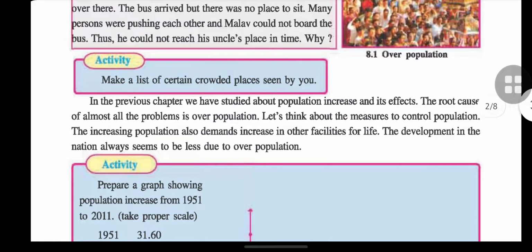We have seen many places where overpopulation means the crowd which is uncontrollable and more number of people can be seen easily than what is expected. You can make a list of that in activities. It is there.